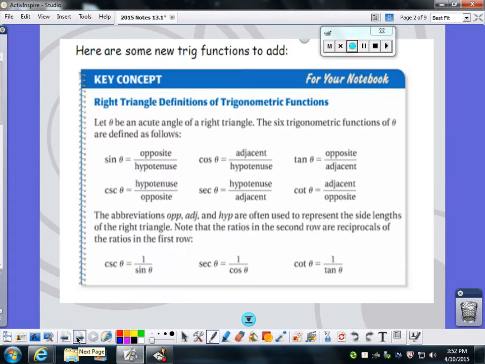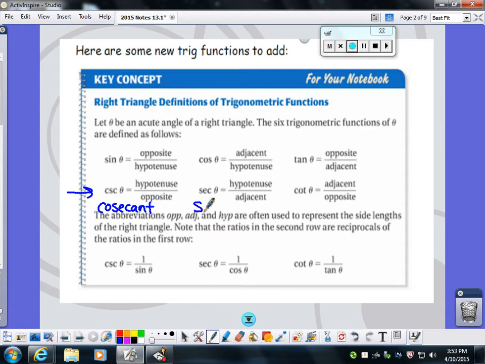All right, so here's a summary of all of our trig ratios. Now here's what's new. We're going to add 3 new trig ratios, and notice that these are reciprocals. So cosecant is the reciprocal of sine, so it's going to be hypotenuse over opposite.